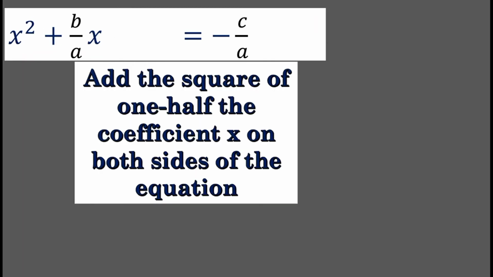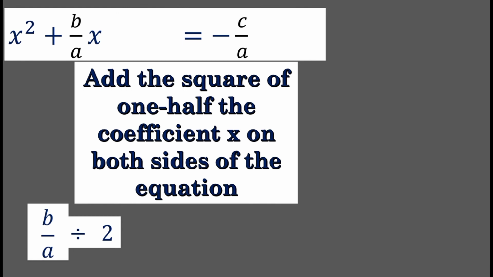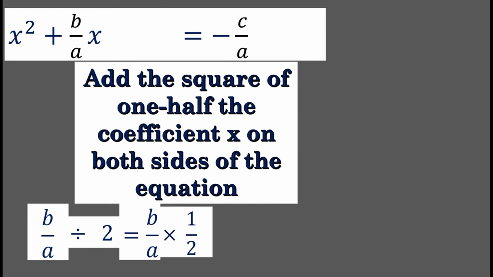Next, add the square of 1/2 the coefficient x on both sides of the equation. So what will we do? We will get first the half of b over a. That is through dividing it by 2. In dividing fractions, we learned to get the reciprocal of our divisor and proceed to multiplication. And in multiplying fractions, multiply numerator times numerator, denominator times denominator. It will lead us to a result b over 2a.